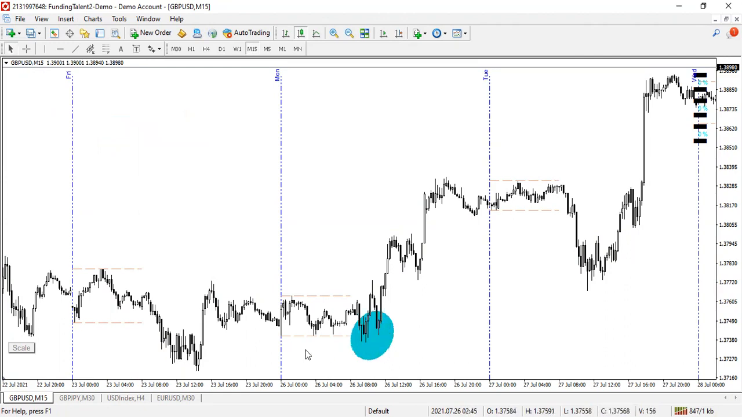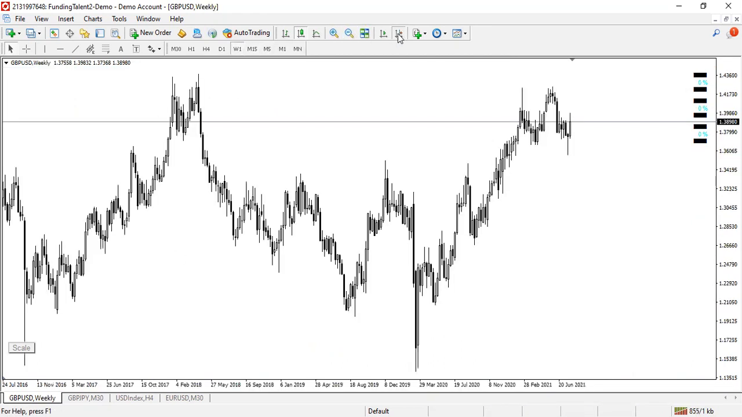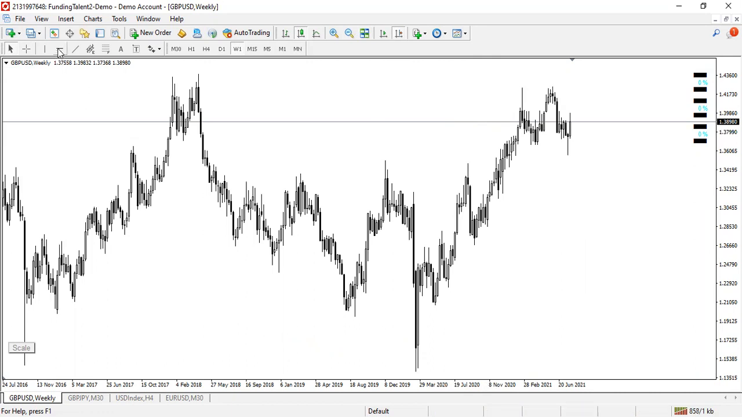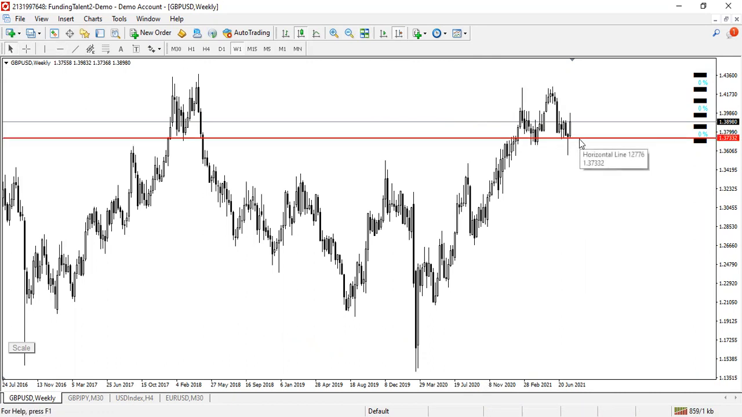And so, weekly wise, I didn't look at the weekly time frame. Let me look at it. What was weekly telling me? Weekly, yeah, price had closed above. So this was a clear uptrend.